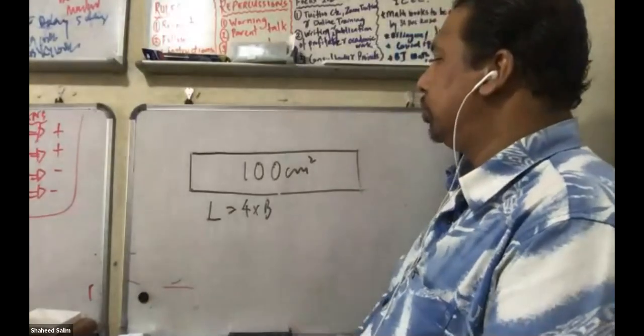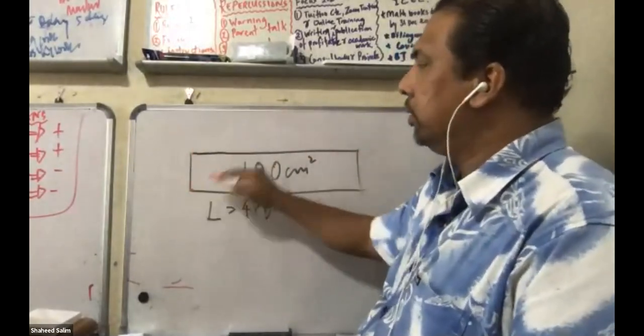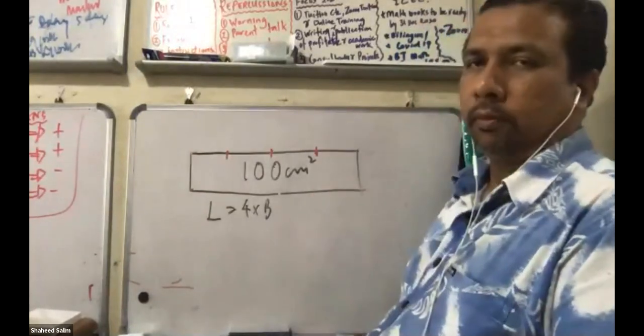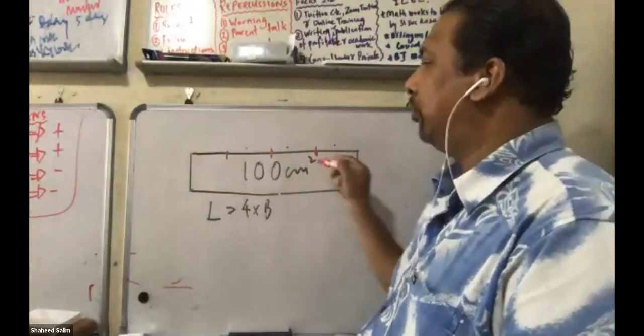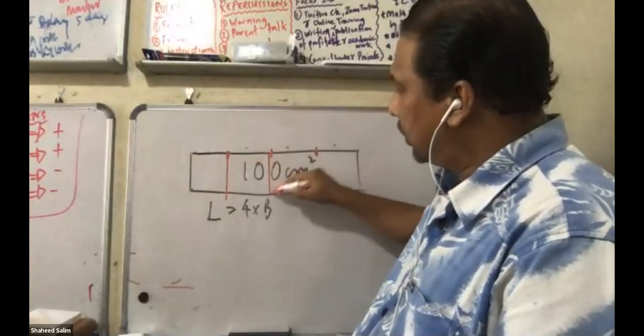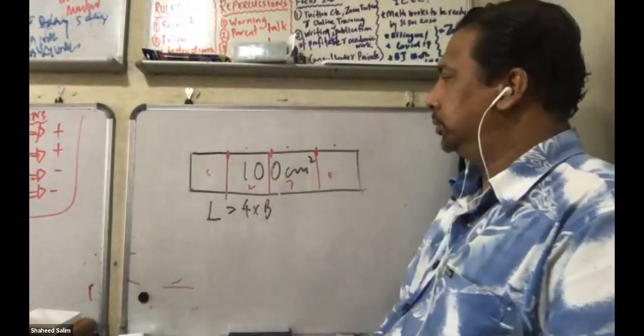So Iman, down here how to do? They say the length is 4 times the breadth. So that means I can fit 4 breadth into the length. 1 breadth, 2 breadth, 3 breadth, 4 breadth. And if I cut the rectangle this way, I get 4 squares. 1 square, 2, 3, and 4.